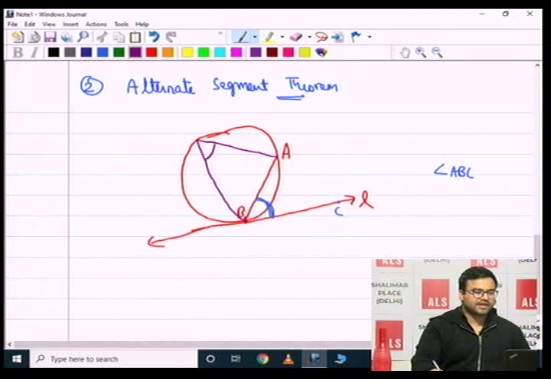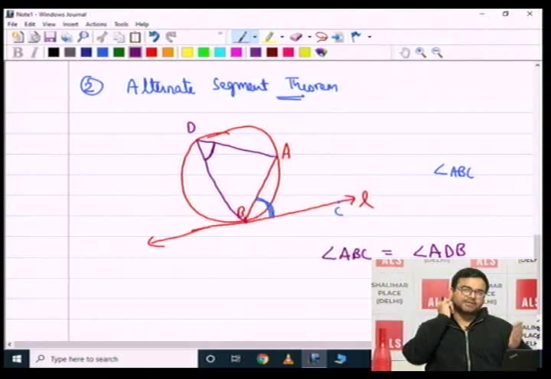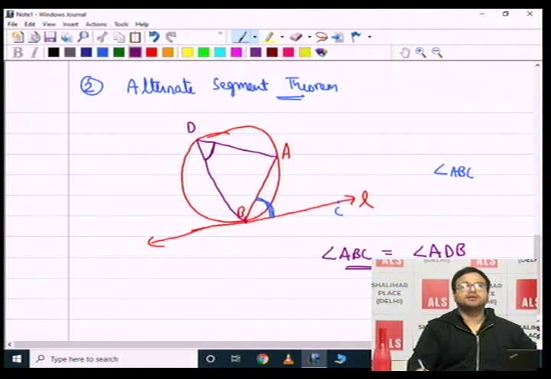Right, so whatever angle it is making, this angle, let's say it is D. So we can say angle ABC is equal to angle ADB. This chord is making an angle with the tangent in one segment. Same angle will be found by this chord in the alternate segment. This is known as alternate segment theorem. These two angles are equal.